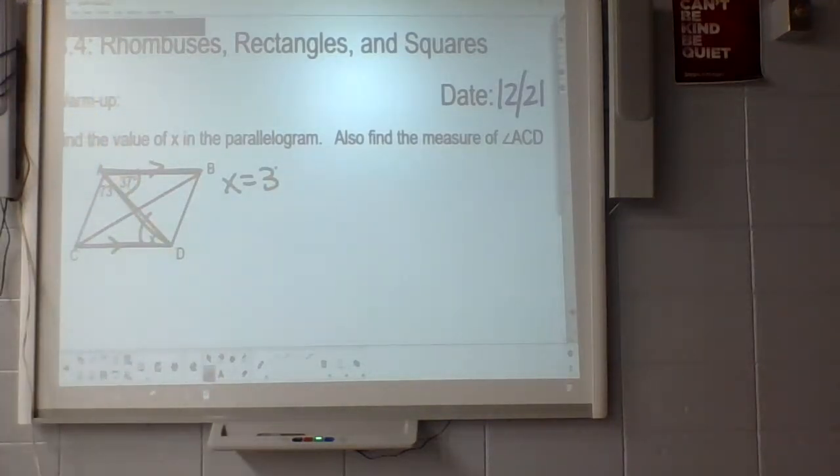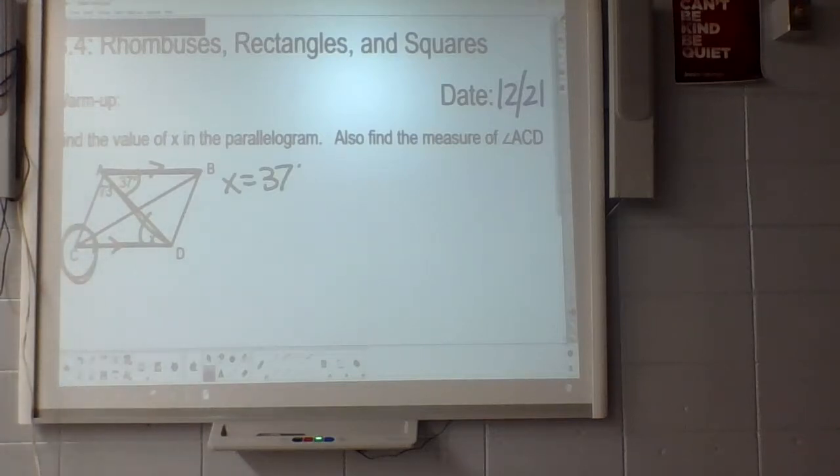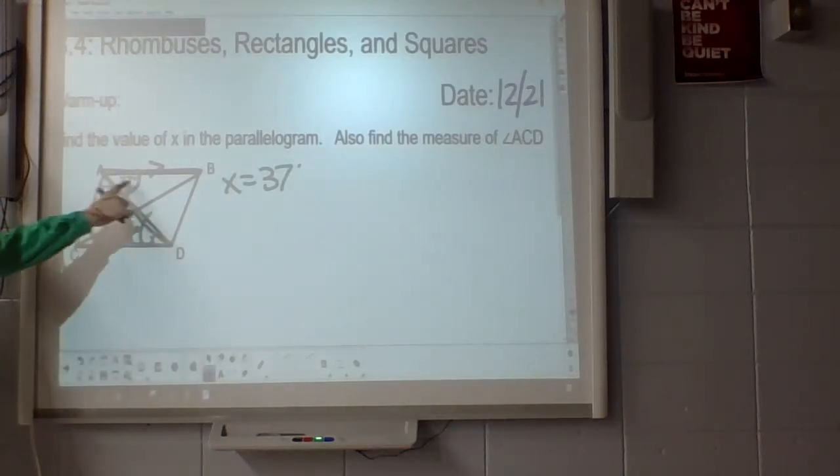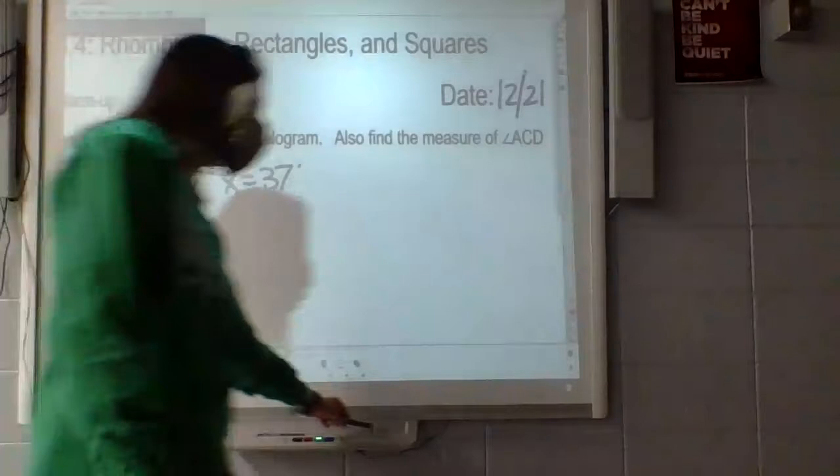And then it says, find the measure of ACD. ACD is this angle. So we want to find that measure. Hopefully you notice this one is this 110 up here, right? If that's 110, what does ACD have to be? 70, because they have to add to 180 together. So some of those angle measures are important in our parallelograms. Be comfortable with those as they come up.